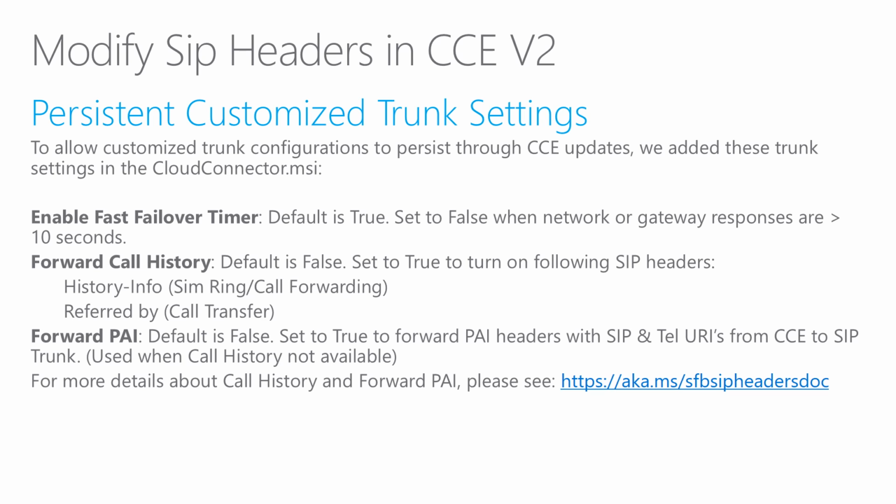And then finally, we have forward PAI. The default is false, but when set to true, we'll forward the PAI or the P asserted identity headers with SIP and tel URIs from the Cloud Connector mediation server to the SIP trunk. This is typically used when call history is not available. For more details about call history and forward PAI, please see the documentation referenced in this URL on this slide.